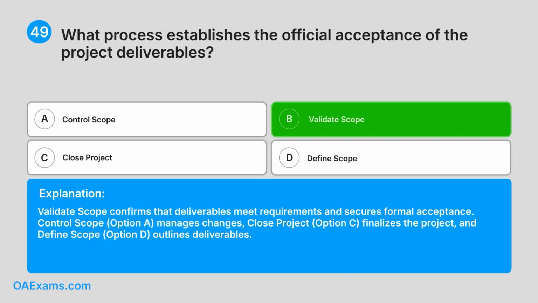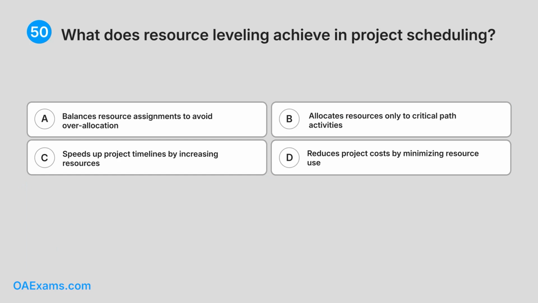50. What does resource leveling achieve in project scheduling? A. Balances resource assignments to avoid over-allocation. B. Allocates resources only to critical path activities. C. Speeds up project timelines by increasing resources. D. Reduces project costs by minimizing resource use. Can you guess the answer?